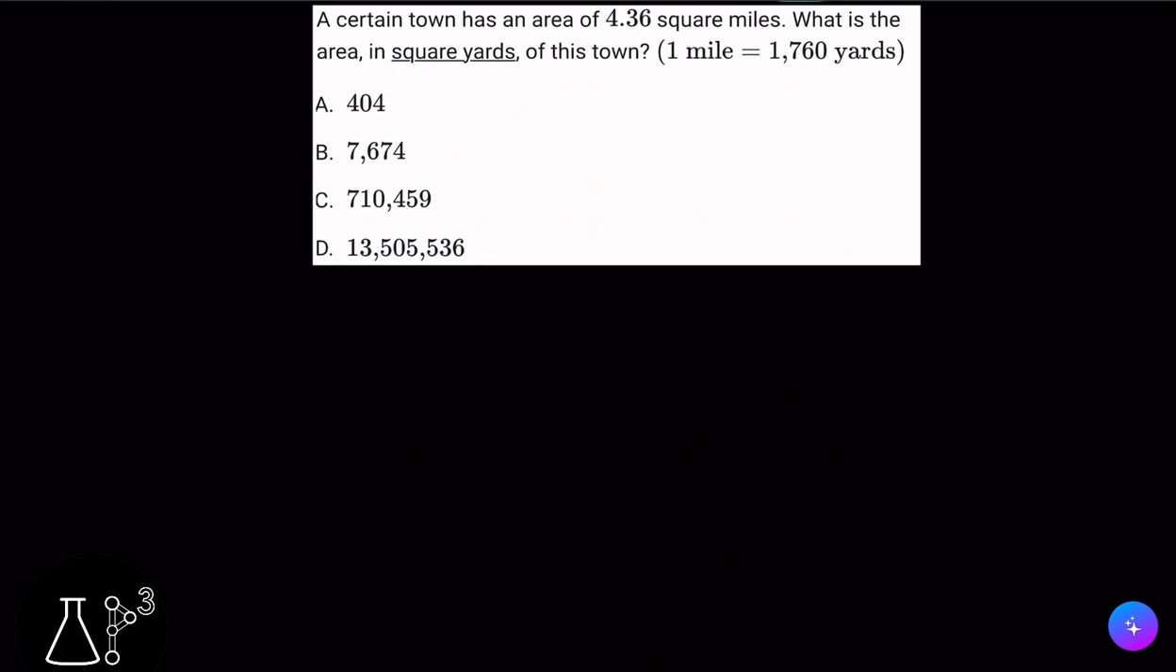So we're given one measurement, besides what we're looking for: 4.36 squared miles. And then they're asking for square yards. Why am I saying squared really weird? Because remember, if I say x squared, I have x to the power of 2. In this case, squared miles can be miles to the power of 2. And this is important in order to convert it into yards squared.